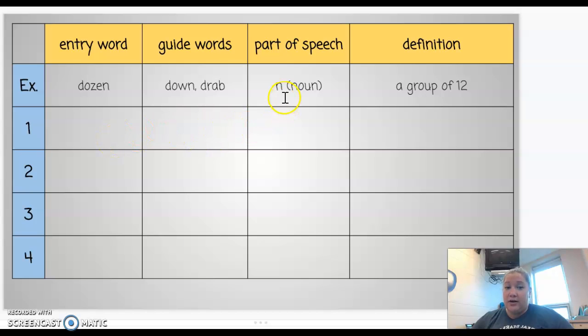Don't forget to find the part of speech that your word is. Dozen is a noun, so I put N and then I put noun in parentheses, and then you'll need to type the definition as well. The definition of dozen is a group of 12.